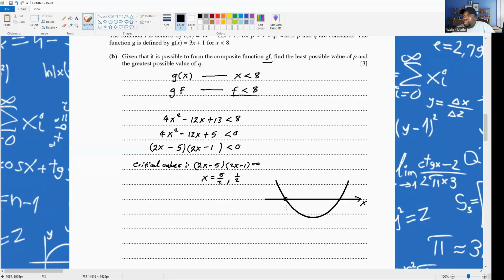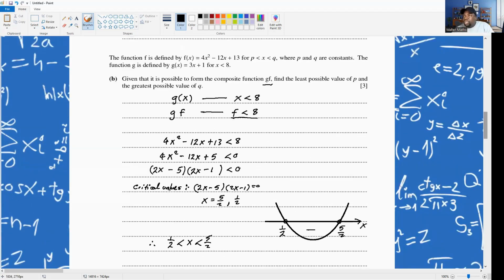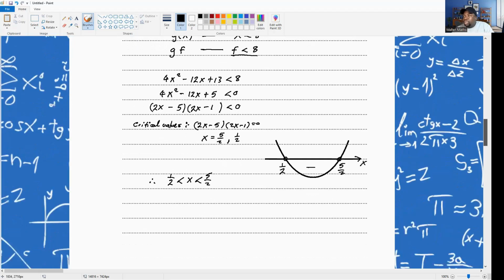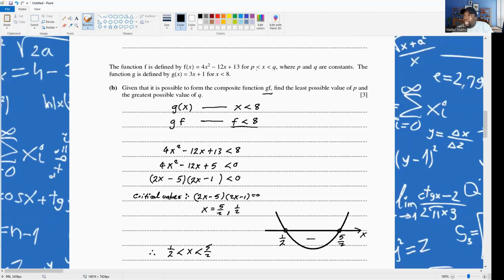The smaller value is a half. The bigger value is 5 over 2. And we're talking about less than 0, which means negative. And we know that the graph is negative for values of x between a half and 5 over 2. So basically, the solution set is a half less than x less than 5 over 2. So according to what the question is saying, they wanted us to find the least possible value of p and the greatest possible value of q, and it's p less than x less than q. So we found it in this form.